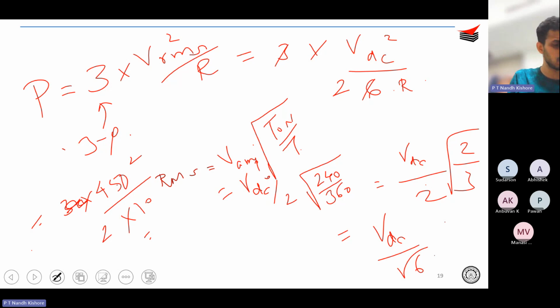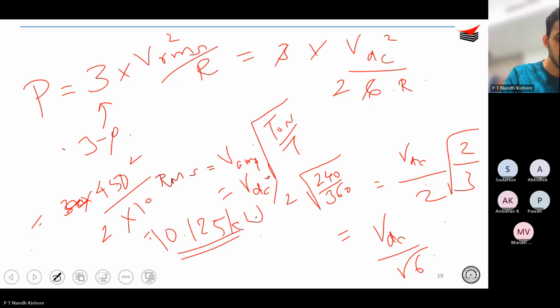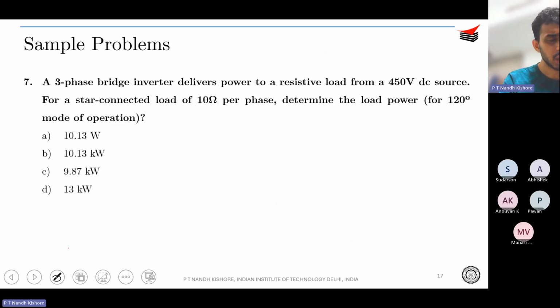Okay, if you do this, how much are we ending up with? Please, guys, it's better if you calculate. Okay, so 450 into 450 divided by 20. So it turns out to be 10.125 kilowatt. Okay, yeah, so 10.13 kilowatt.